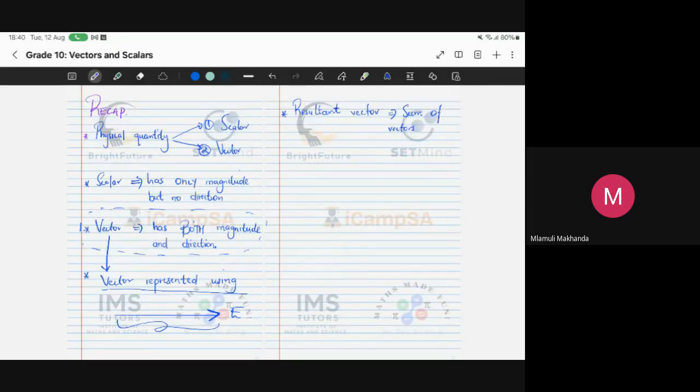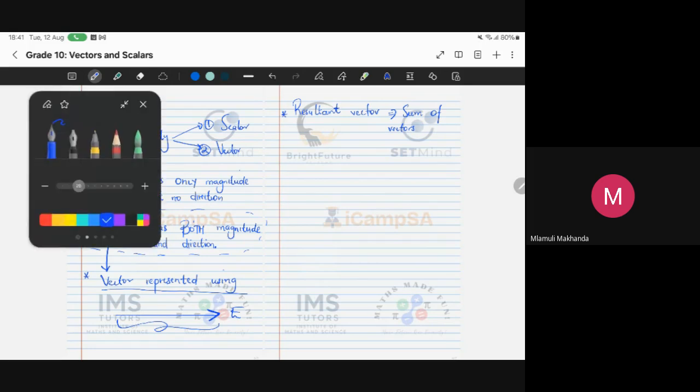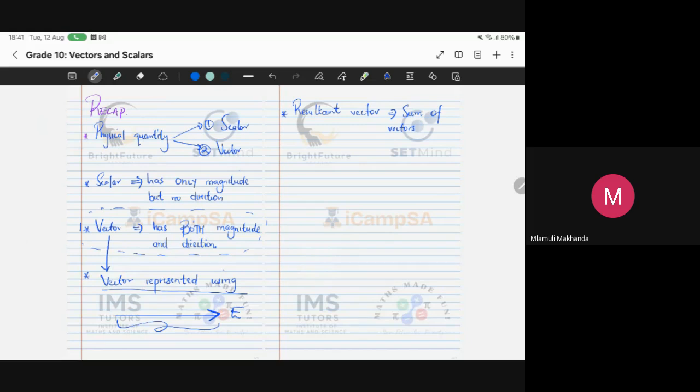That's the recap. We have a physical quantity, which is basically everything that exists. It can be described by physical quantities, and then these physical quantities can be divided into a vector and a scalar. Scalars only have magnitude but no direction, and we gave examples such as mass and temperature. Then we have vectors. A vector has both magnitude and direction, and we said a vector can typically be represented using an arrow. The arrow has length, which is our magnitude, and it points in a certain direction. Hence it's a vector.